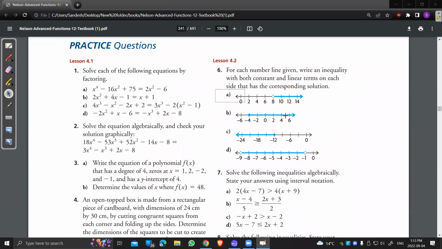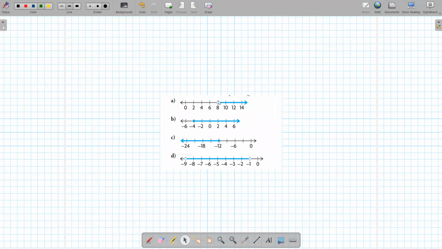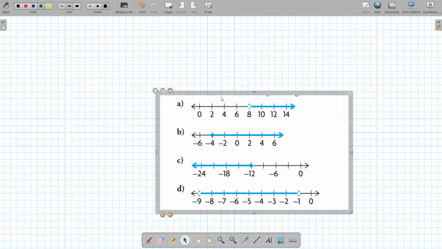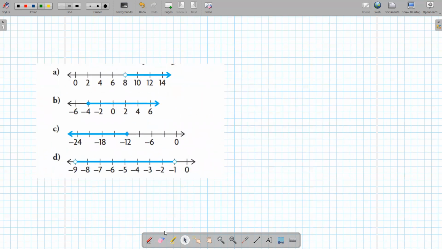Let's try doing this. Now they've given us something on a number line, okay? And our goal is to turn this into an inequality. Here, I'll do the first one. It's very simple. Open circle means it's not inclusive. So it's going to be strictly less than or greater than. The fact that it's going right, it's becoming bigger and bigger. This is simply x is greater than 8. And done.